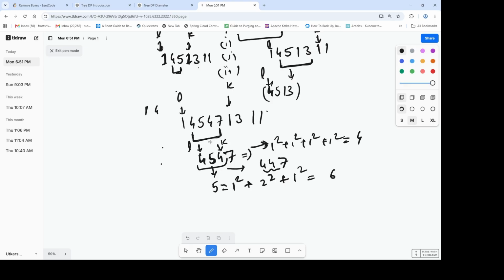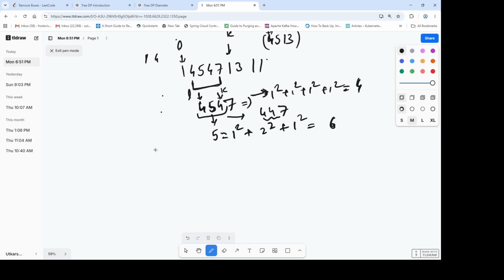If we are removing this 4 5 4 7 1 by 1, then we are getting 4, but if we try to find any matching character in the future, then we will get 6. So if we see 1 4 5 4 7 1 3 1 1, by removing these boxes, the max that we get is 6, right? And now since we have removed these boxes, it will be 1 3 1 1. Now again same approach, already we have gotten 6.